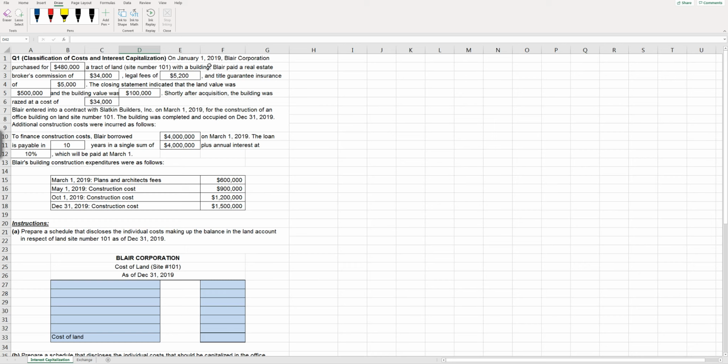Alright, so the company purchased a tract of land and they have to pay additional fees, and the appraisal value for the land is $500,000 and the old building $100,000, and after acquisition they have to pay to raze the old building for $34,000, and after that they start construction. Okay, so let's see the construction.